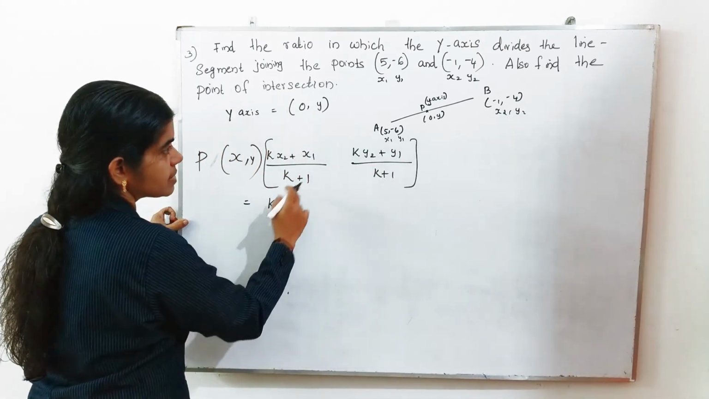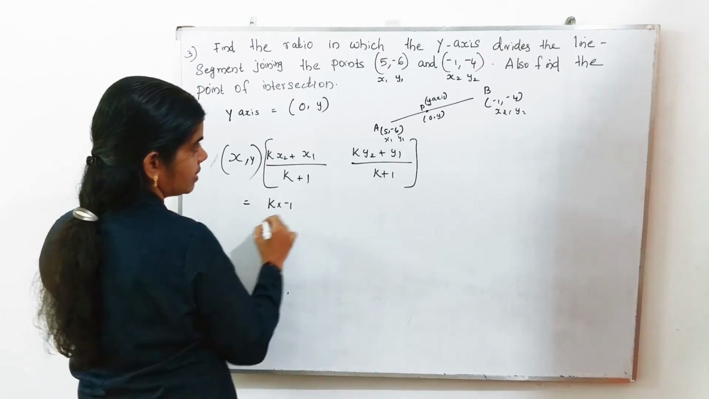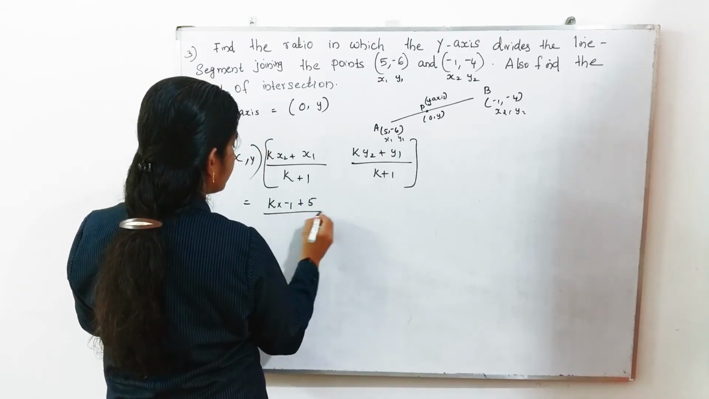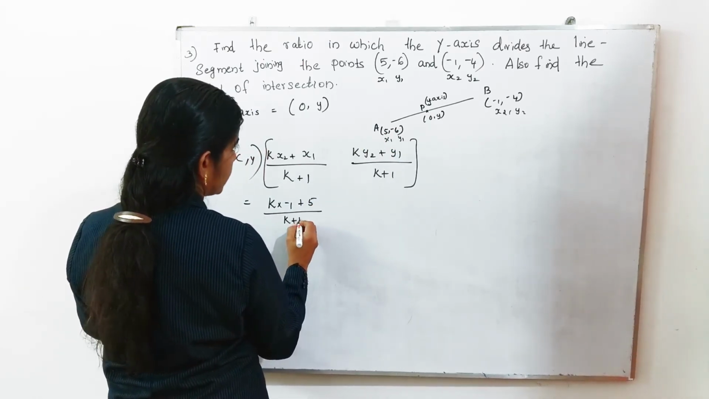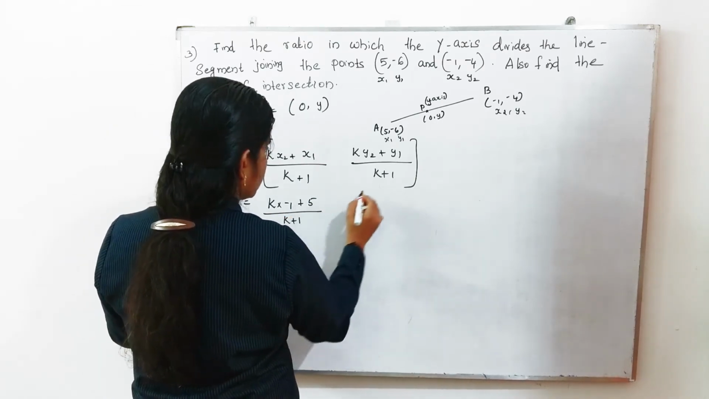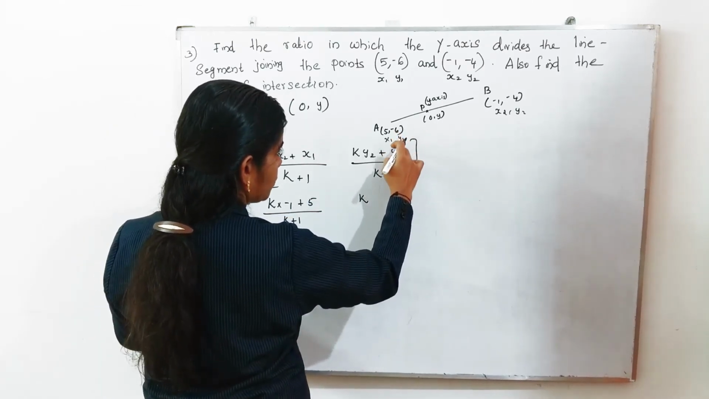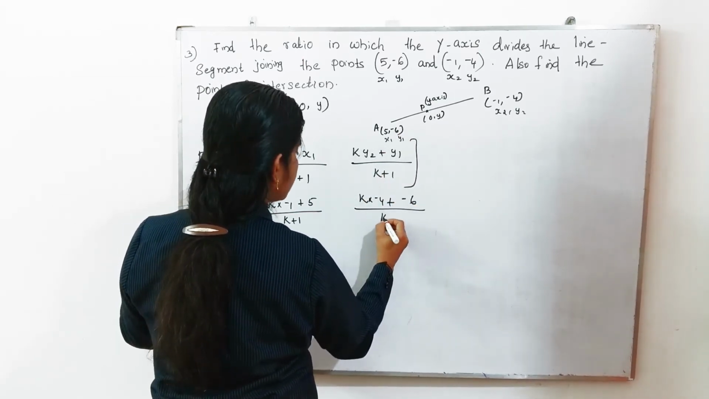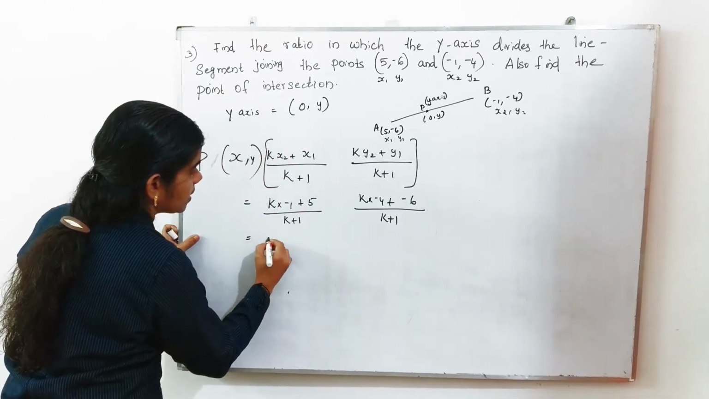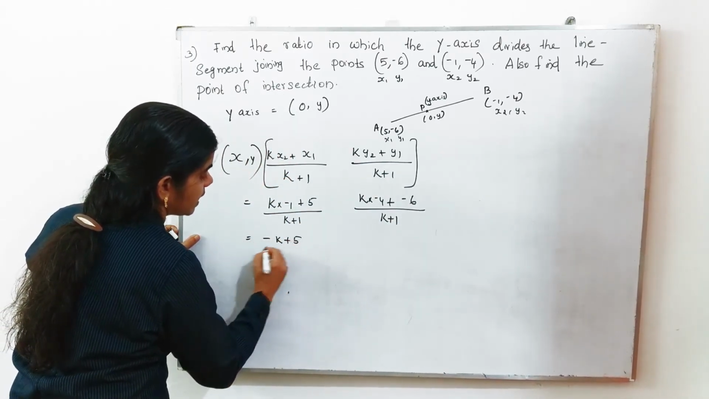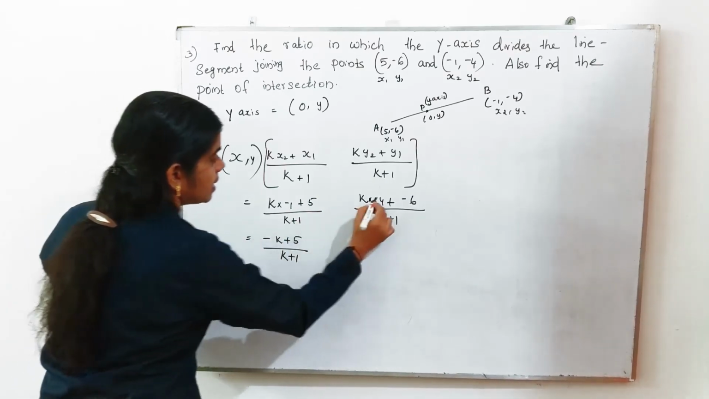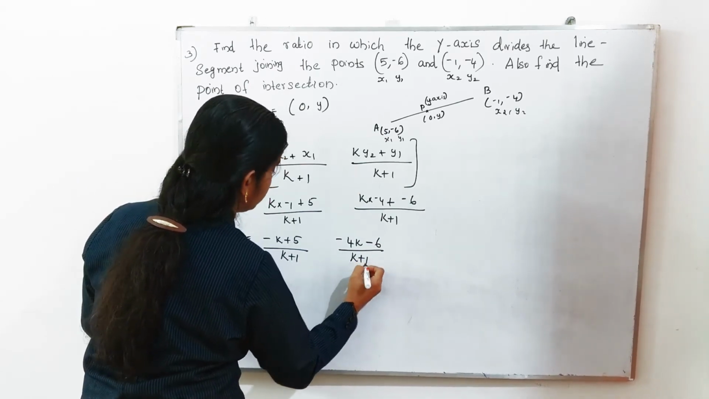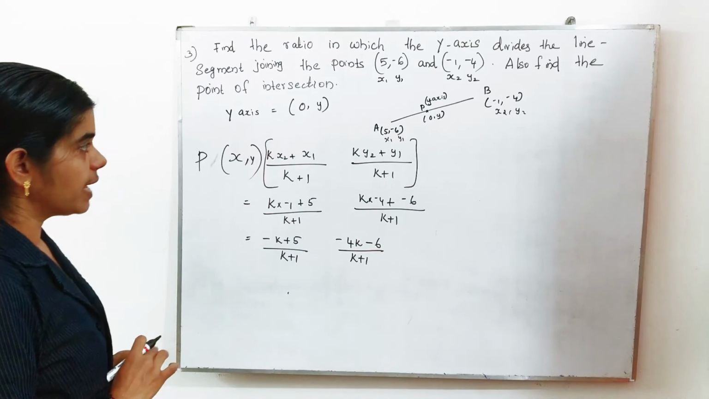So x2 means minus 1, k into minus 1, plus x1 which is 5, divided by k plus 1. Here k into y2 means minus 4, plus minus 6, divided by k plus 1. Here minus k plus 5 divided by k plus 1. Here minus 4k minus 6 divided by k plus 1. These are the coordinates of x and y.